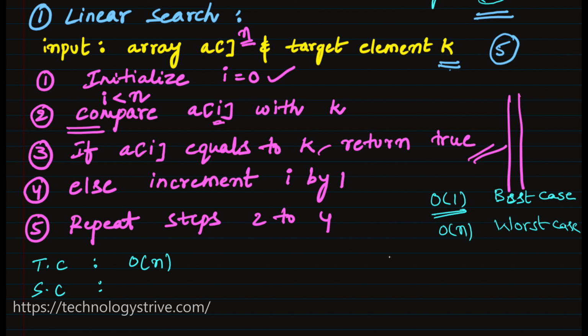And we are not using any extra space, right? We are just comparing. We are just using an index, which is constant space, and we are just checking the element at each index, and then we are proceeding further. That means space complexity is order of 1.